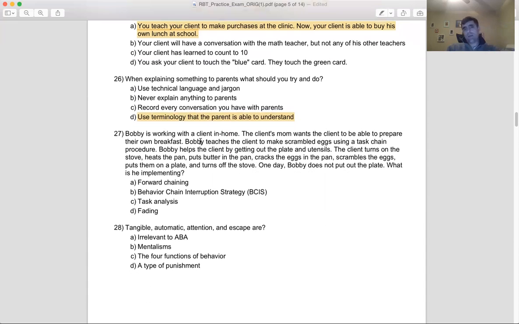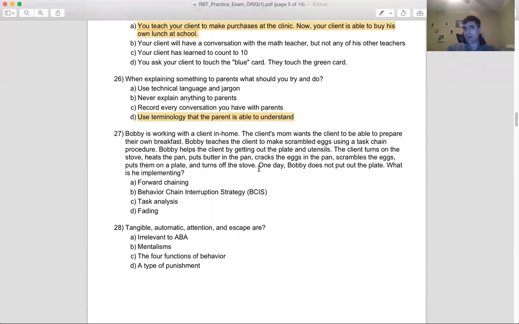27. Bobby is working with a client at home. The client's mom wants the client to be able to prepare their own breakfast. Bobby teaches the client to make scrambled eggs using a task chain procedure. Bobby helps the client by getting out the plate and utensils. The client turns on the stove, heats the pan, puts butter in the pan, cracks the egg, scrambles the eggs, puts them on the plate, turns off the stove. One day, Bobby does not put out the plate. What is he implementing? Forward chaining?